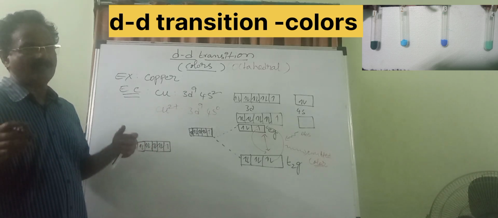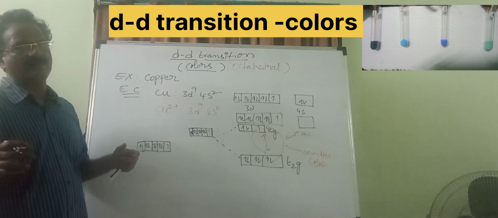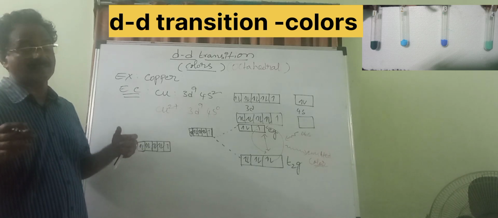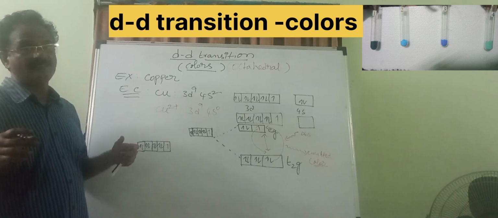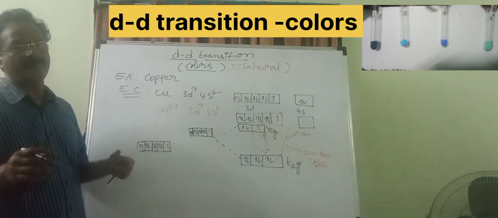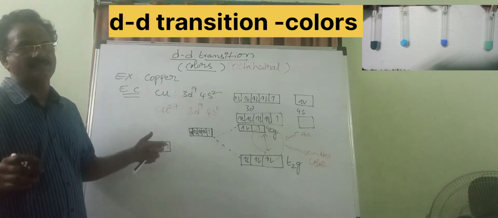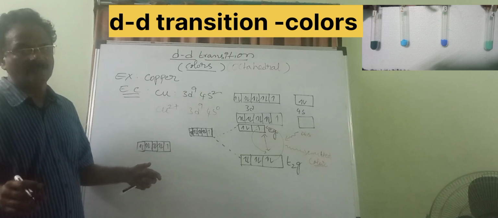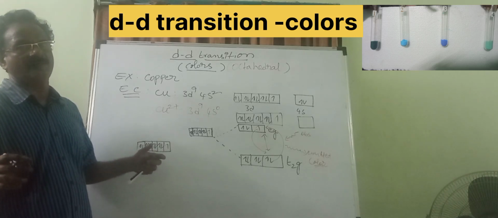Okay. So for a cation or an atom to possess color, the prime condition is it should have at least one unpaired electron. Because of this electron only transition takes place and color will appear. Now let us see the colors in the copper compounds.